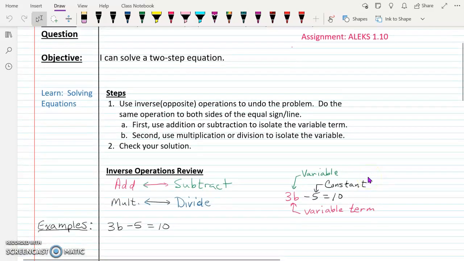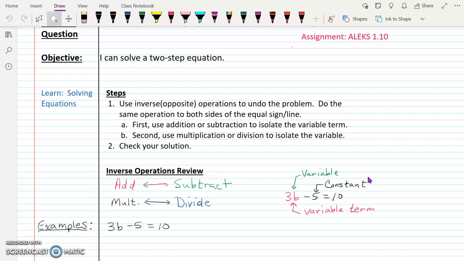Very similar to yesterday's lesson on one-step equations, we're going to use inverse operations or opposite operations to undo the problem. And you've got to do the same thing to both sides of the equal sign. So just down here real quick, a review of inverse operations. The inverse of addition would be subtraction, and the inverse of subtraction would be addition. The inverse of multiplication would be division, and the inverse of division would be multiplication. That's why there's double arrows here.